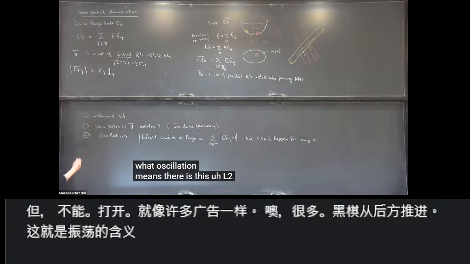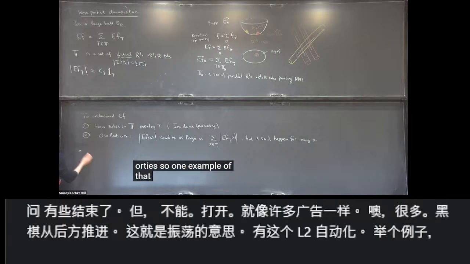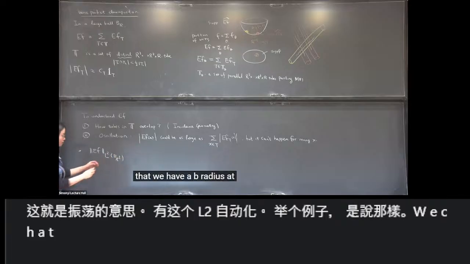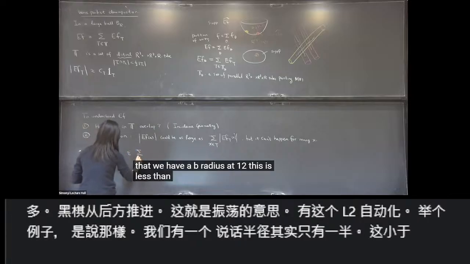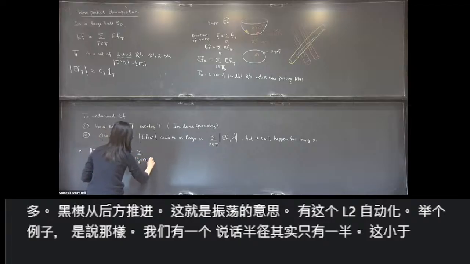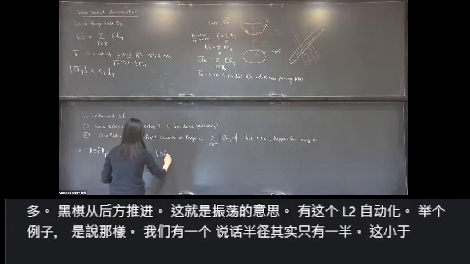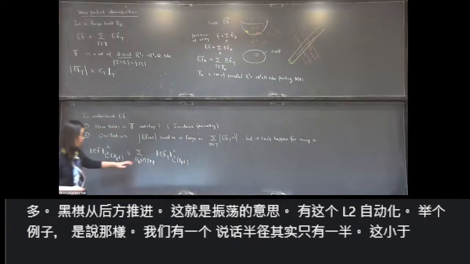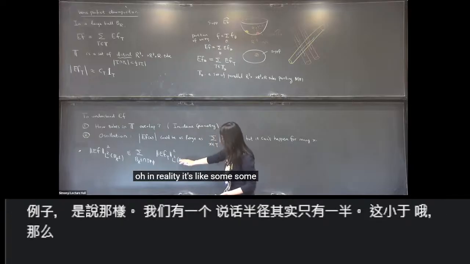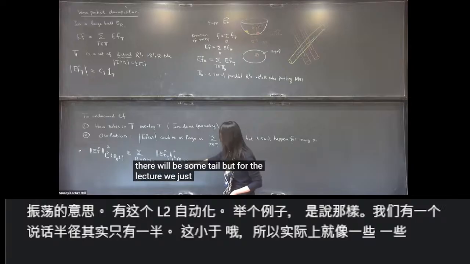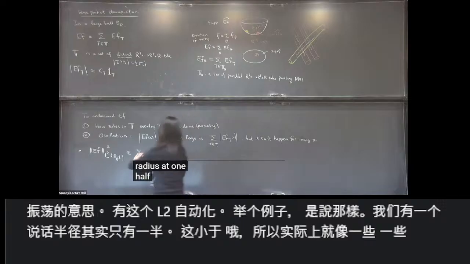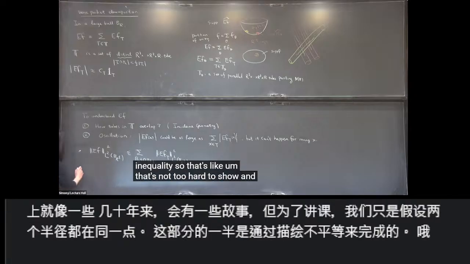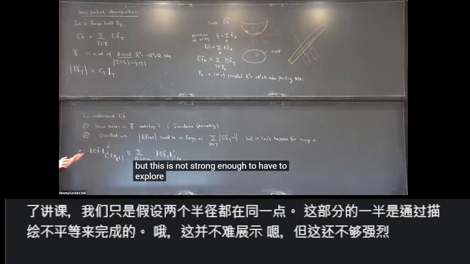There is this L2 orthogonality. So one example of that is, say that we have a ball of radius R to the 1/2. In reality, it's like some decay. There will be some tail, but for the lecture, we just pretend that it is a ball of radius R to the 1/2. So this part is done via the Plancherel inequality. That's not too hard to show, but this is not strong enough to explore oscillation.